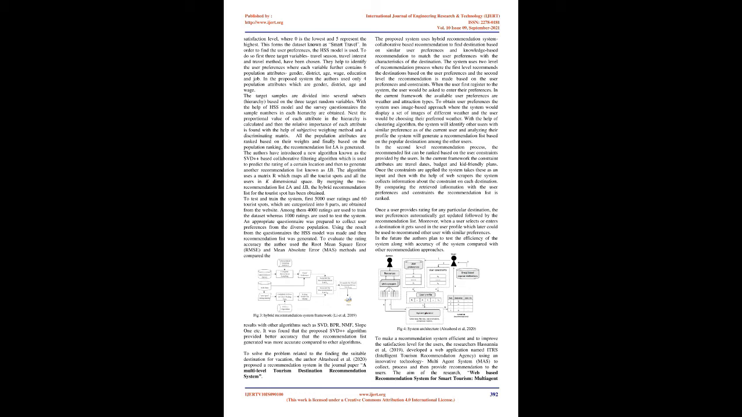To test and train the system, first 5,000 user ratings and 60 tourist spots, which are categorized into 8 parts, are obtained from the website. Among them, 4,000 ratings are used to train the dataset, whereas 1,000 ratings are used to test the system. An appropriate questionnaire was prepared to collect user preferences from the diverse population. Using the result from the questionnaires, the HSS model was made and then recommendation list was generated.